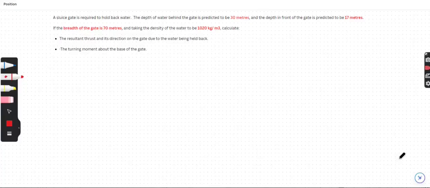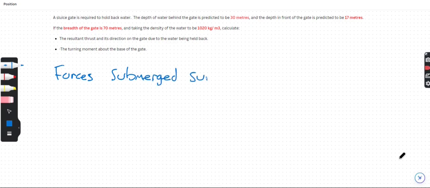This question is about forces on submerged surfaces. The question is a sluice gate, just a gate. We've done dams before, so we'll just call it a dam.